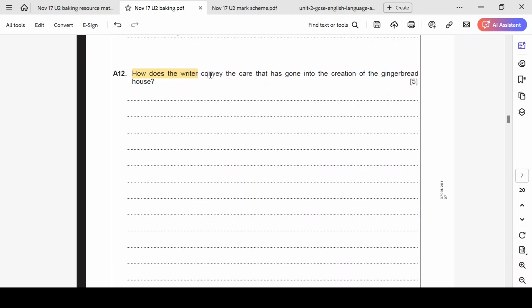How does the writer convey? So convey just means to get across, to communicate, to sort of get the idea over to a reader. The care that has gone into the creation of the gingerbread house. Again, I'm highlighting a lot of words here. I appreciate that. But in fact, I'm trying to highlight far more than just a couple of words, aren't I? There we go. It's not about how many or how few words you highlight.